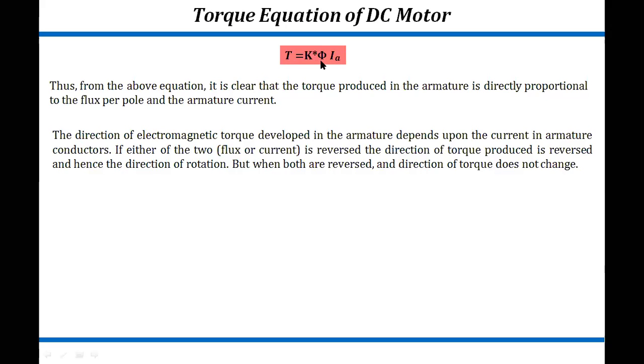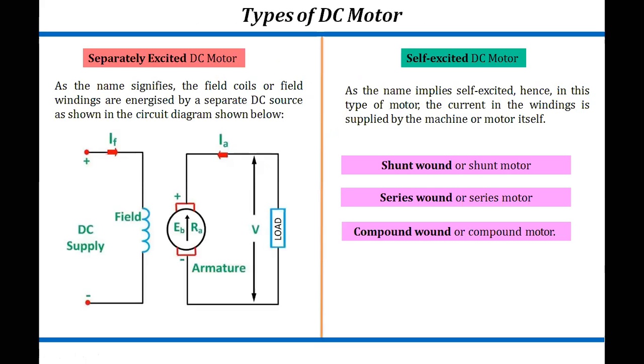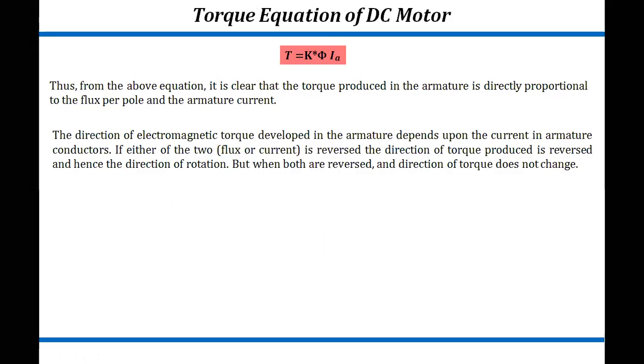But if you reverse both the magnetic flux direction and the armature current, the torque will not change. Here we have finished the torque equations which we were supposed to derive for the DC motor and the DC generator. If anyone is facing any issue, you can ask.